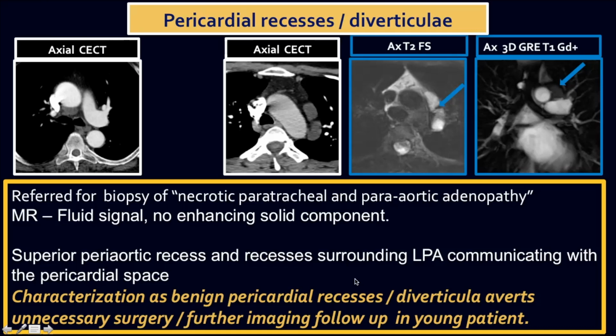So sometimes these patients get referred for unnecessary surgical procedures and biopsy of some necrotic nodes, but knowing the typical location of these pericardial recesses helps avert unnecessary surgery or any sort of further imaging follow-up in these patients.